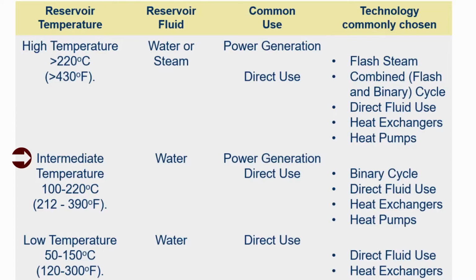If you have intermediate temperatures of 100 to 220 degrees Celsius, the reservoir fluid is usually water. You can use it also for power generation, but also for direct use. So for binary cycle, direct fluid use, also heat exchangers or heat pumps. For low temperatures, meaning below 150 degrees Celsius, you only have water and you can only use it directly. So you can use the fluid directly or via heat exchanger.